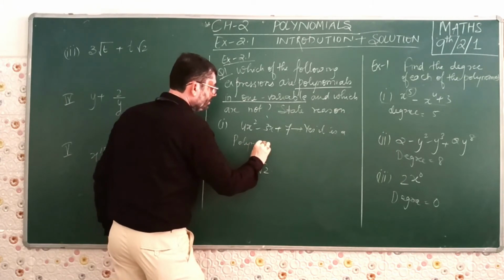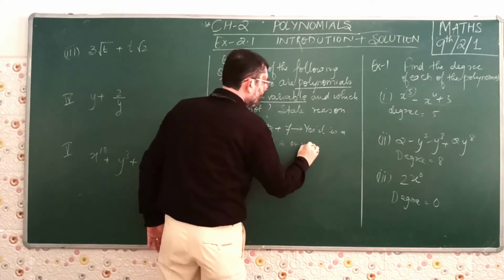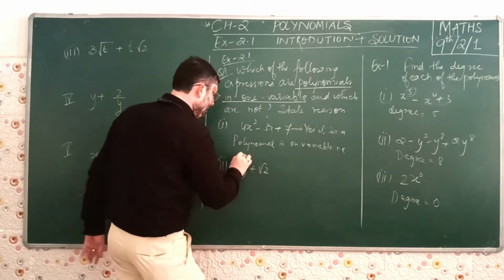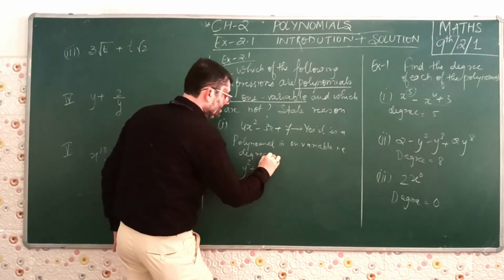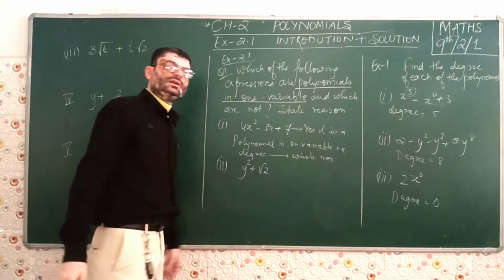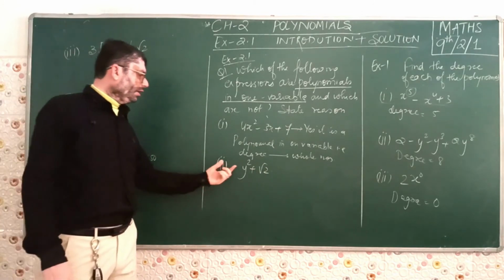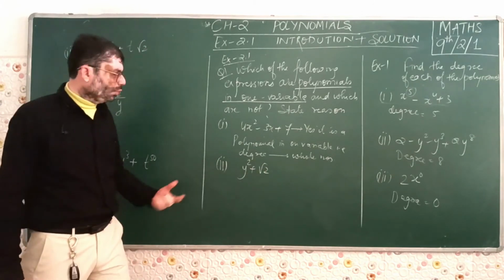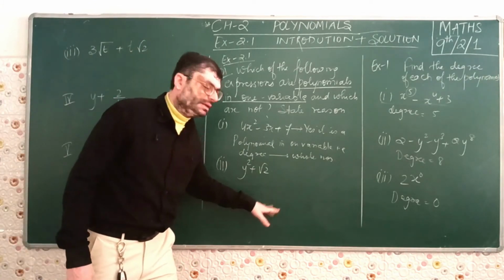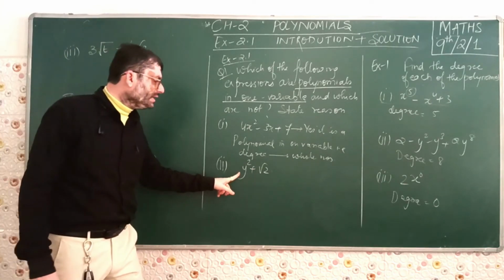It is a polynomial in one variable, and the reason is the degrees are whole numbers. That is, the degree of the variable is whole. Moving on to the next: y square plus root 2. Y square, one variable. We don't have any other variable here. So the variable that is used here is y square.